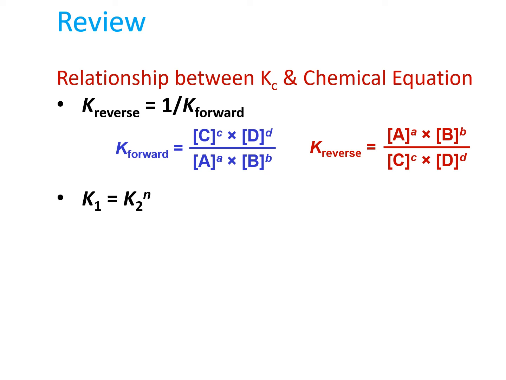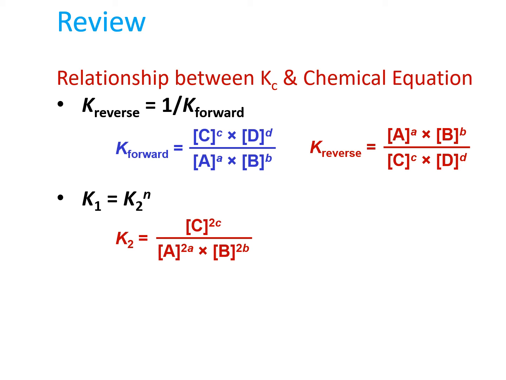Another rule that helps with the governance of the relationship between the equilibrium constant and the equation is this right here. Basically what this is saying is that if you were to take your chemical equation and multiply it by a value such as N, it's going to change your equilibrium constant to that power, whatever the power of N is. And it would end up looking something like this.